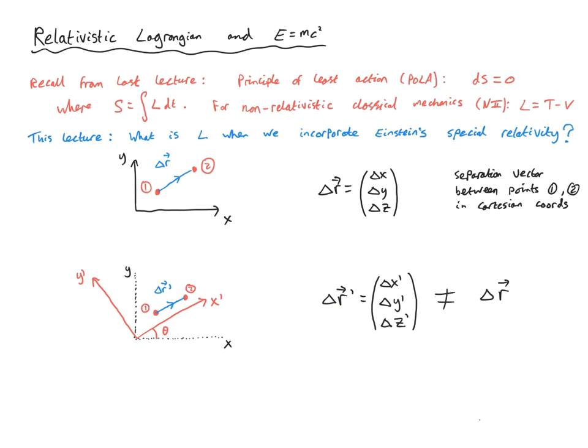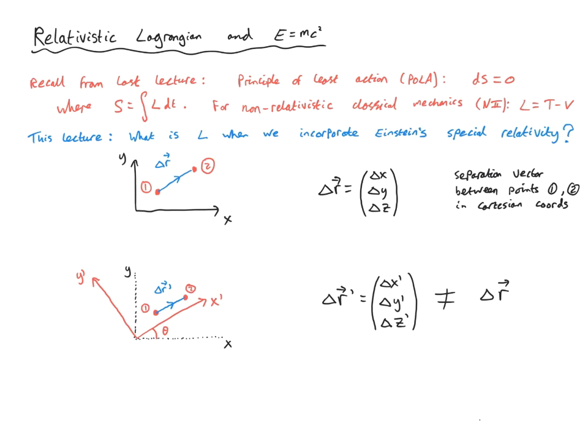In particular, the delta x, delta y, and delta z separations are not the same as the delta x primed, delta y primed, and delta z primed. So we have 3 numbers to specify the separation along our axes in 3-dimensional space. And the point is that these 3 numbers do depend on our choice of coordinate system. Now this might seem pretty obvious, but I want to labour this point because it's important for what follows.